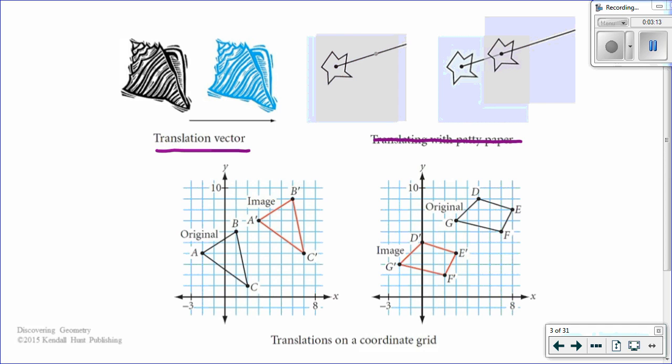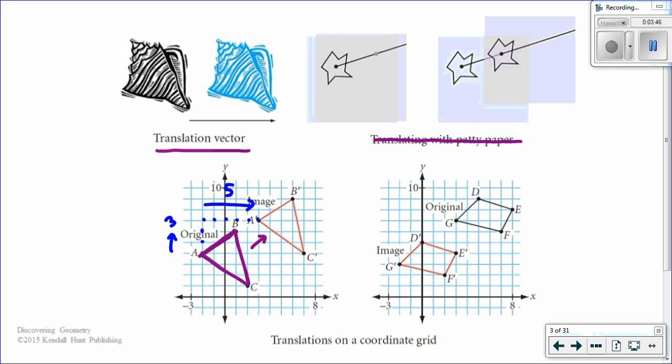All right. So on a coordinate grid, it's going to look like this. I took this original A, B, C, and I slid it across the coordinate plane. There's a translation on the coordinate plane. I'm going to say that I slid it up 1, 2, 3, and over 1, 2, 3, 4, 5 to end up at my new point. So I slid it up 3 and over 5. So that's a slide, or a translation, on a coordinate plane.